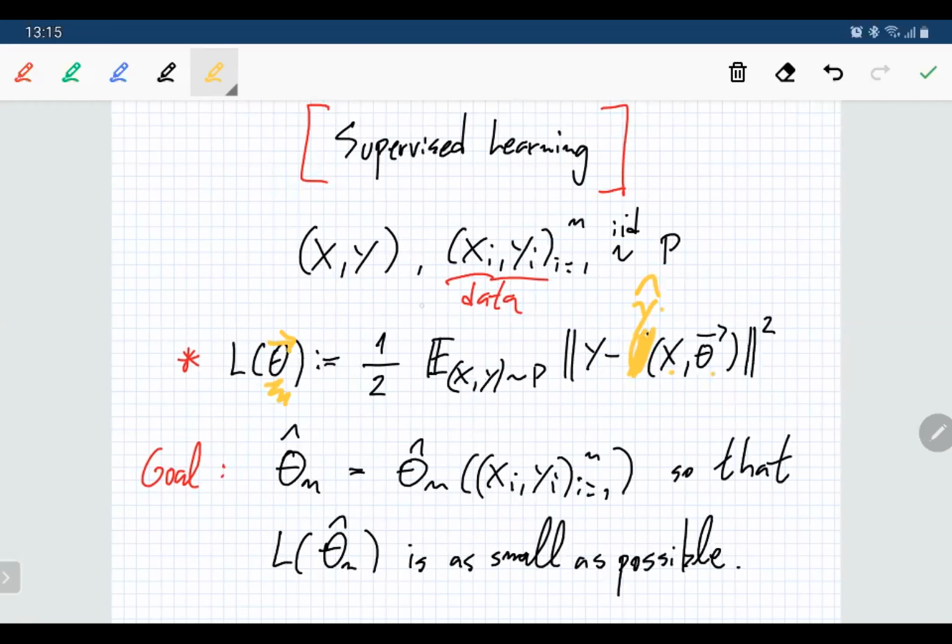In practice, we never see this expectation. That's sort of an abstraction. What we have is data, and data is over here. We're going to assume it's an IID sample from a distribution p. And our goal, finally, is to find a vector of parameters, right? That should be data dependent. So we're going to choose this theta hat of n, depending on the data we get. And we want to choose it such that the loss is as small as possible.